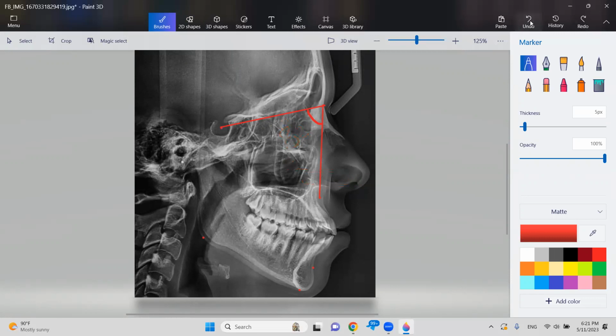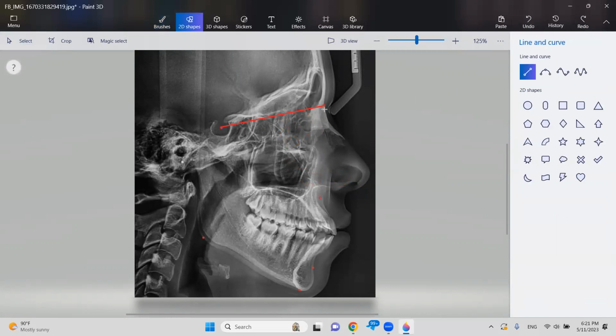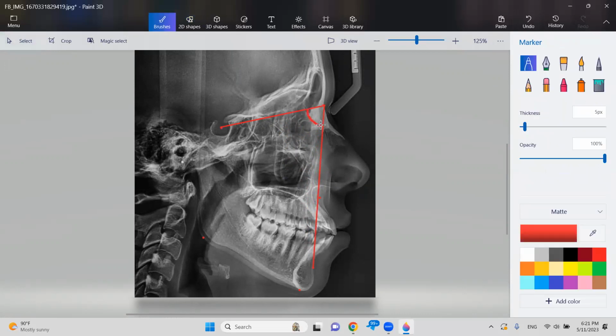After the maxilla, as we did to A point, we connect N to B point. And the same, we have an angle. This angle should be 80 degrees. As we did to maxilla, more than 80 degrees, we consider the mandible is skeletally protruded, and it's called prognathic mandible. Less than 80 degrees, we consider that the mandible is retruded skeletally and called retrognathic mandible.